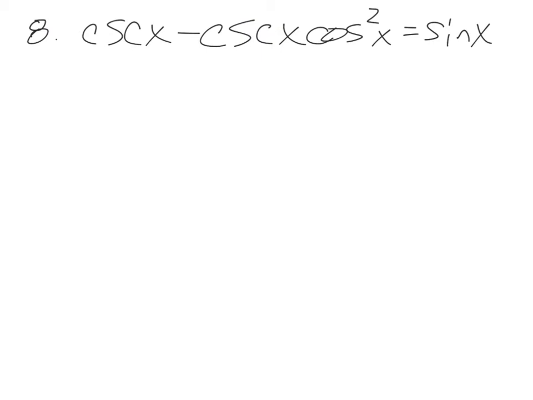Okay, if we move on to number 8, we definitely have gotten a little more complicated here. We have 2 terms, and we want it to be sine x. So we have 2 terms on the left, a cosecant x and a cosecant x cosine squared x. And obviously we want to work on the left-hand side, as that one's definitely more challenging.